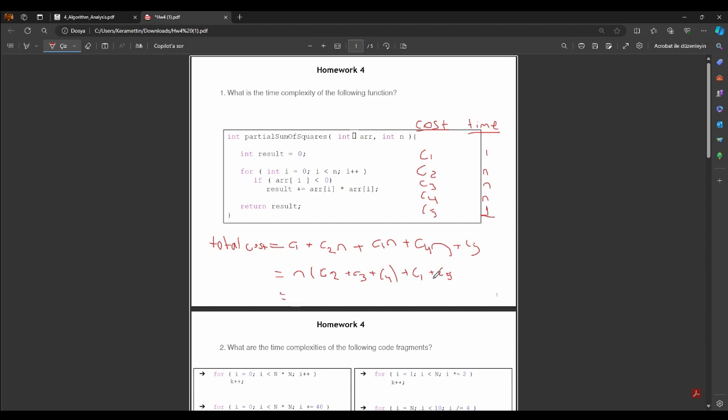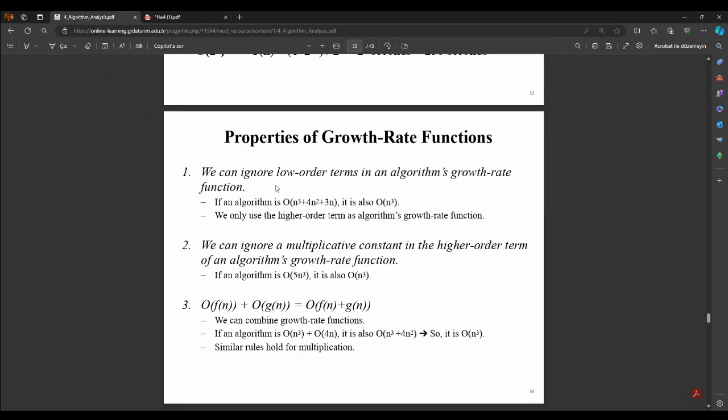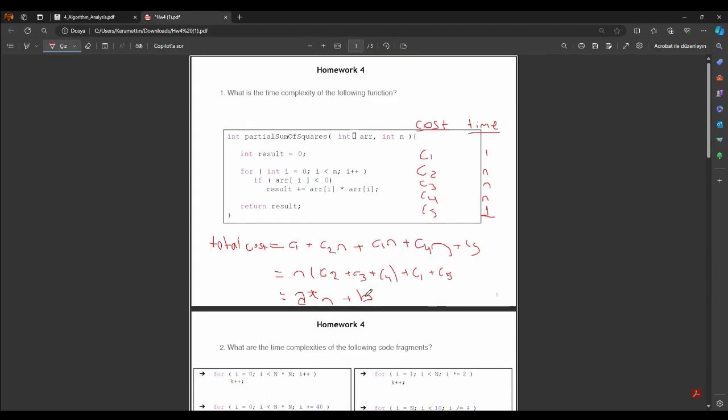We can make it easier. This equals, like we say, a times n plus b. It looks like that, and we have some rules here. We can ignore a multiplicative constant here. As you see, if an algorithm is 5 times n cubed, it is also just n cubed. We can ignore this value and a here, and our O notation will be n.